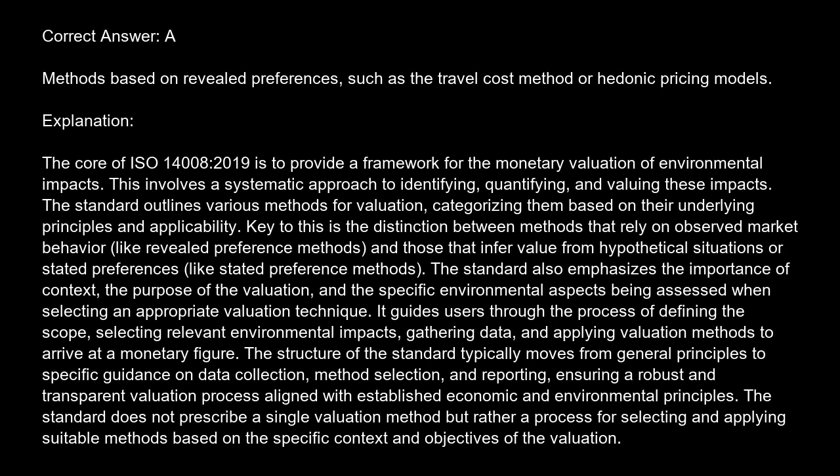The correct answer is A. Methods based on revealed preferences, such as the travel cost method or hedonic pricing models. Explanation: the core of ISO 14008-2019 is to provide a framework for the monetary valuation of environmental impacts. This involves a systematic approach to identifying, quantifying, and valuing these impacts. The standard outlines various methods for valuation, categorizing them based on their underlying principles and applicability.